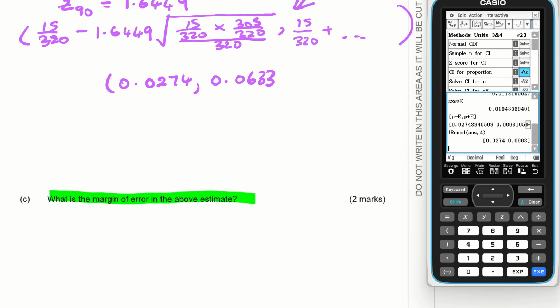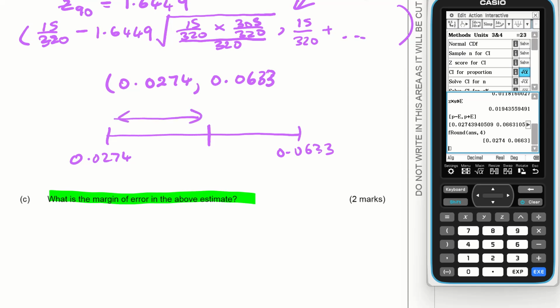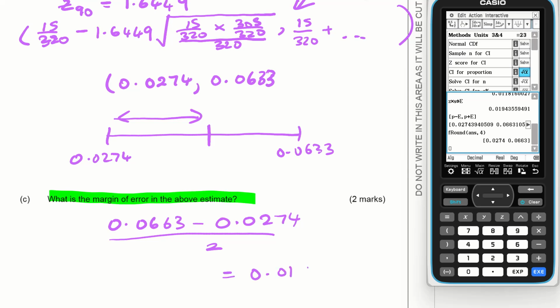What is the margin of error in the above estimate? Well, 0.0274 to 0.0633, half of that is the margin of error. So we can just do 0.0663, take away 0.0274 and divide it by 2, and we get 0.01945.